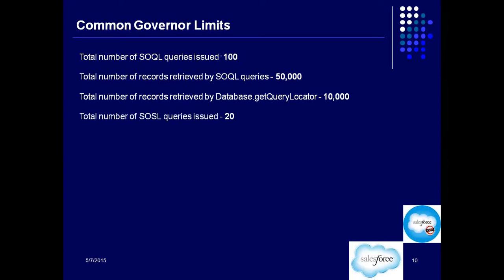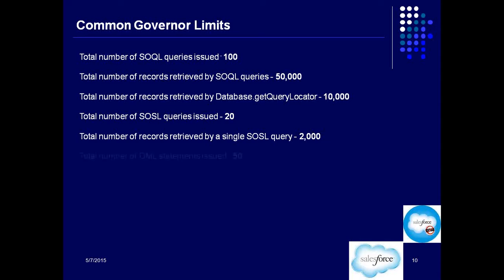The total number of SOSL queries issued in a transaction is 20. SOQL queries are 100. SOSL queries which can be issued in a transaction are only 20 because, as we know, SOSL queries get executed on the entire database, multiple tables and so on, so the limit for that is lesser. So you can just execute 20 SOSL queries. The total number of records retrieved by a single SOSL query is only 2000. One SOSL query can retrieve only 2000 records, not more than that.